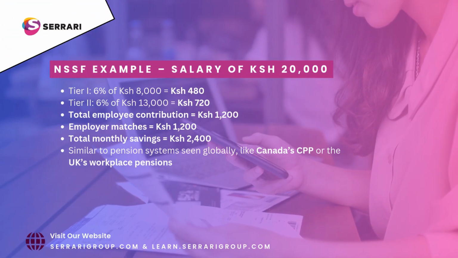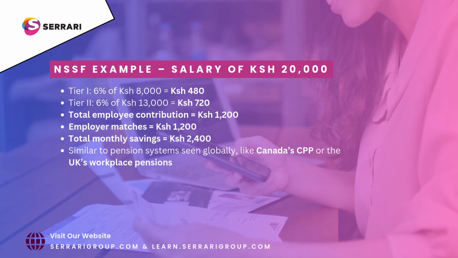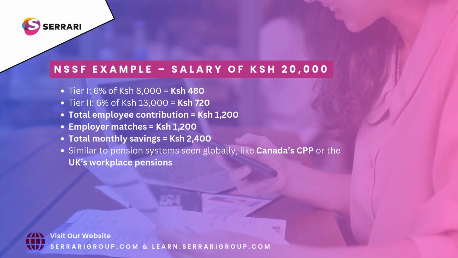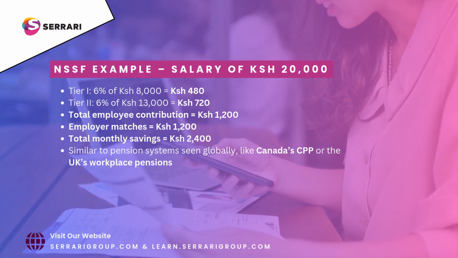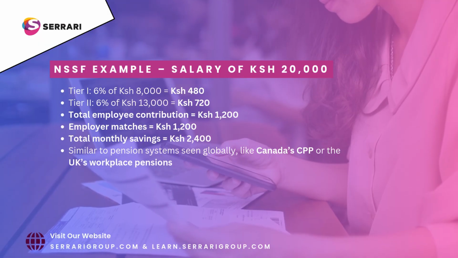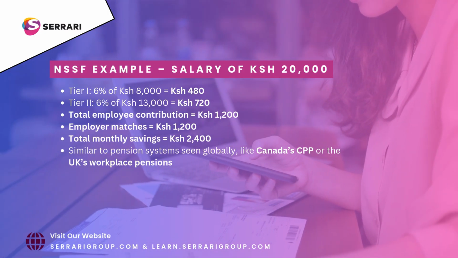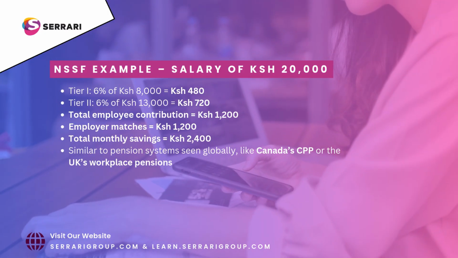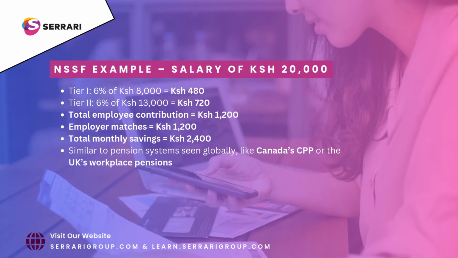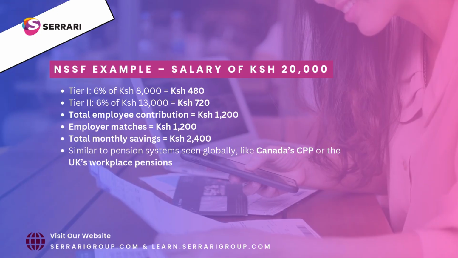NSSF example, salary of 20,000 Kenyan shillings. Tier 1, 6% of 8,000 Kenyan shillings equals 480 Kenyan shillings. Tier 2, 6% of 13,000 Kenyan shillings equals 720 Kenyan shillings. Total employee contribution equals 1,200 Kenyan shillings. Employer matches equals 1,200 Kenyan shillings. Total monthly savings equals 2,400 Kenyan shillings. Similar to pension systems seen globally, like Canada's CPP or the UK's workplace pensions.